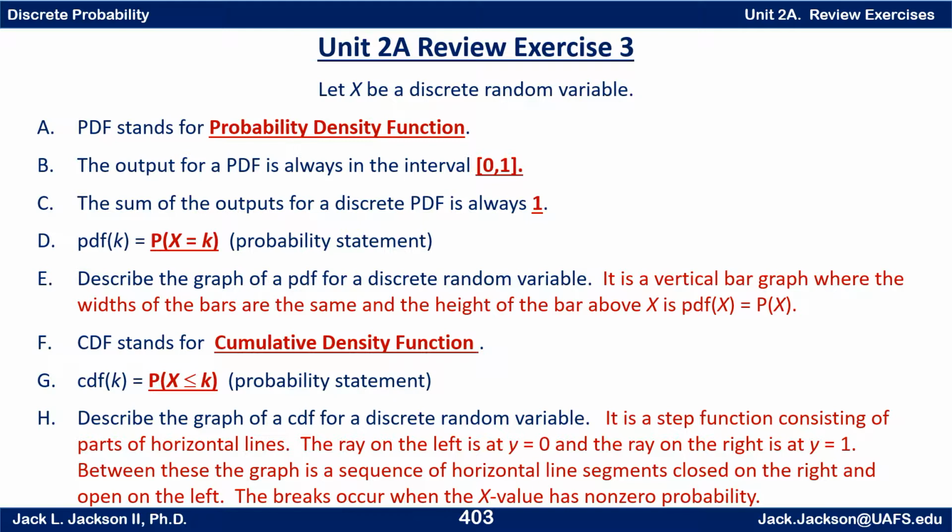H, describe the graph of a CDF for a discrete random variable. It's a step function consisting of parts of horizontal lines. The ray on the left is at y equals 0, and the ray on the right is at y equals 1. Between these, the graph is a sequence of horizontal line segments closed on the right and open on the left. The breaks occur when the x value has a non-zero probability. And the amount of jumps in the vertical heights of these little line segments is the same as the heights of the bars on the PDF.